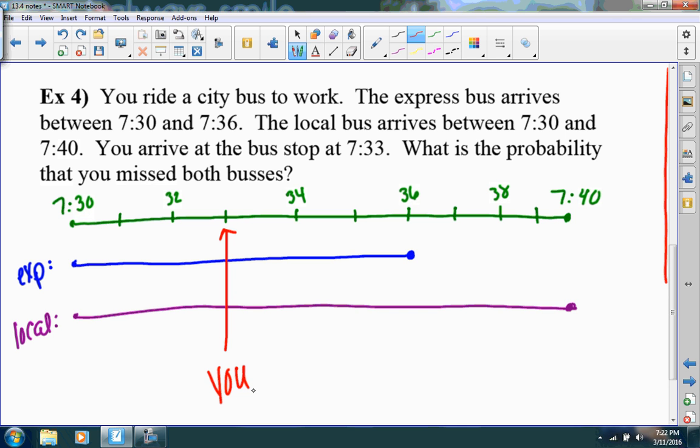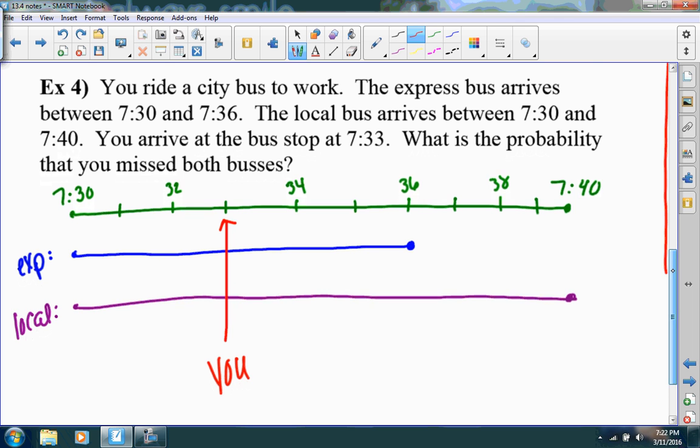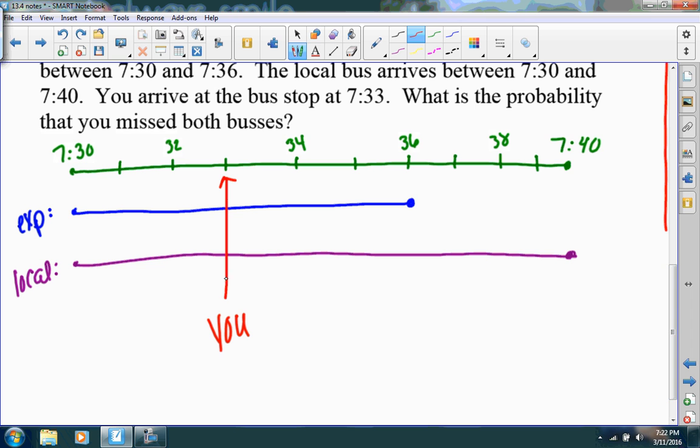Okay? Now they want to find the probability that you've missed both buses. So if you get to the bus stop, there's a 1, 2, 3 minute chance that you have missed the express bus out of the 6 total minutes that the bus could arrive. So the probability that you've missed it is 3 out of 6.